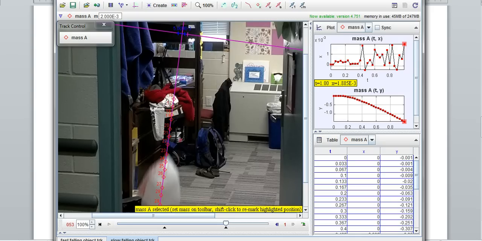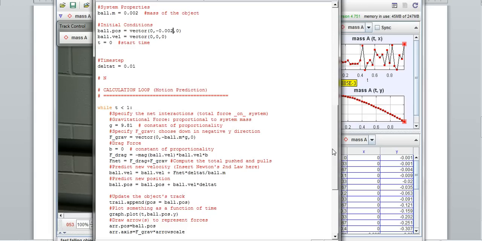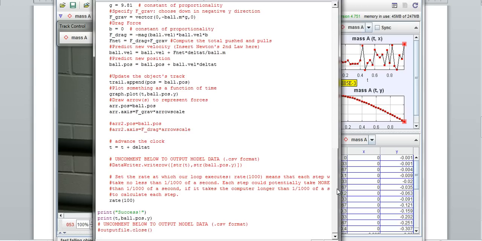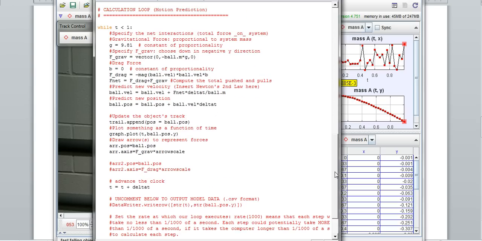I also set the mass at 0.002 kilograms and designated the length of the object so the tracker can calibrate it right, as was done in the first observation. I then modeled this motion with the appropriate conditions and designated an arrow to show the force of gravity downwards.